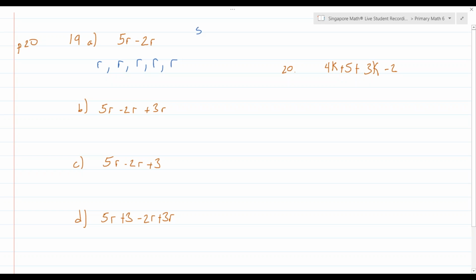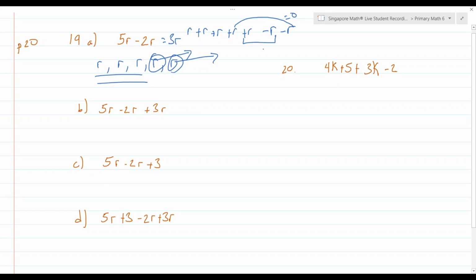You could also think of it, of course, as not 5, but as r plus r plus r plus r plus r. 5r, but if you have 5 r's and you take away 2 of them, that one goes away, that one goes away, what do we have? We have 3r. 5r, r plus r plus r plus r plus r, minus 2r, minus r minus r. r minus r is 0, r minus r is 0, and what I have left is 3r.